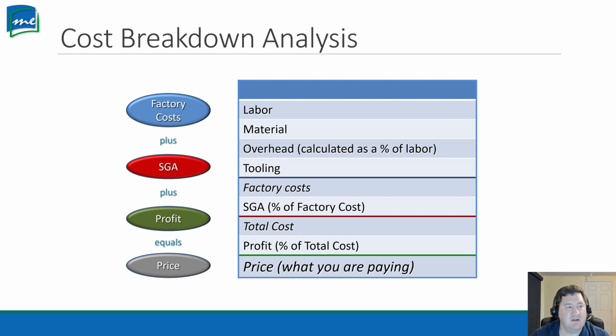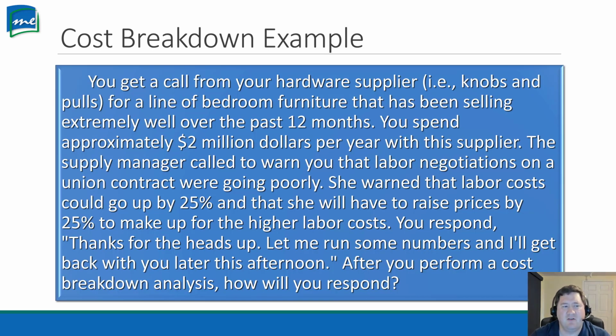So let's try a scenario here. You get a call from your hardware supplier. They supply you knobs and pulls for a line of bedroom furniture that has been selling extremely well over the past 12 months. You spend approximately $2 million per year with this supplier, and the supply manager called to warn you about labor negotiations on a union contract that were going poorly. She warned that labor costs could go up by 25%, and that she will have to raise prices by 25% to make up for the higher labor cost.